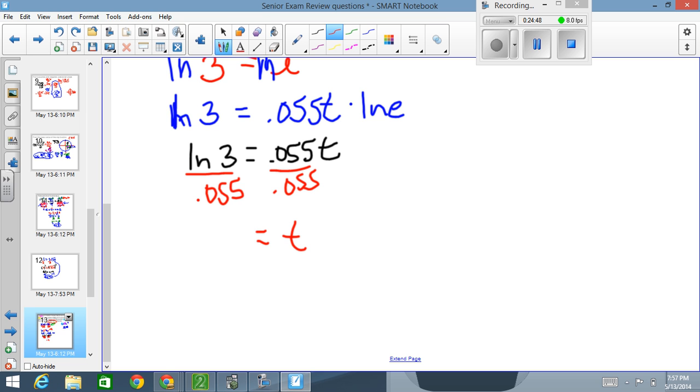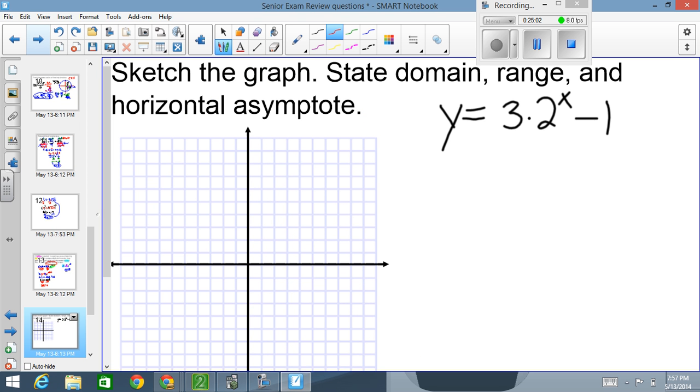T equals 20.0, because it was 19.97. It rounds the 9 up to a 0, which needs to round the 19 up to a 20. All right, a couple more here.